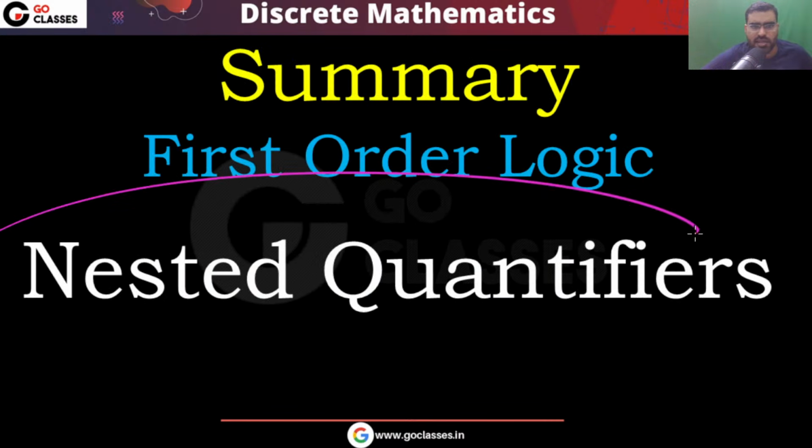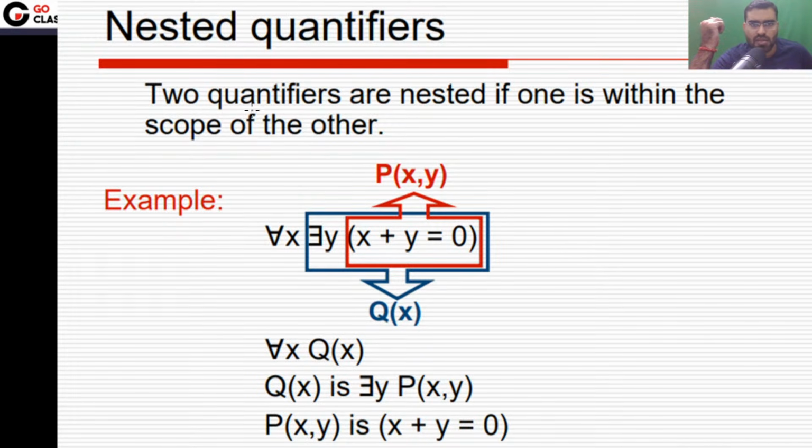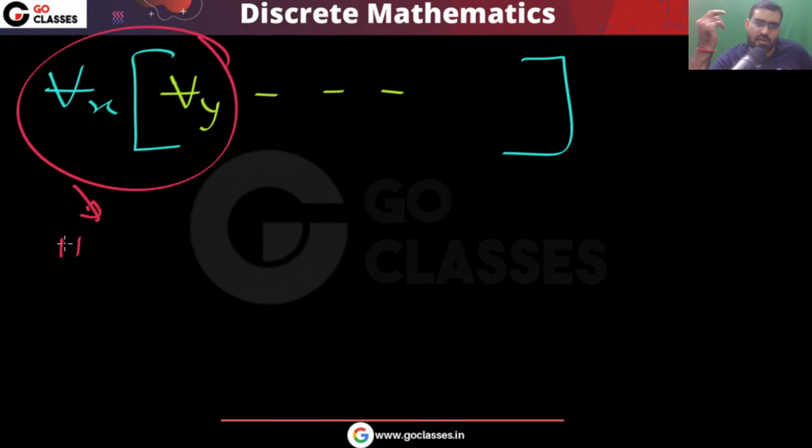Now let's see the next. The next concept is nested quantifier. How can we do nesting of quantification? Nested quantifier means one quantifier is in the scope of another quantifier. They are nested if one quantifier is within the scope of another quantifier. For example, if this is a quantifier, and within its scope I put another quantifier, then you can see that it will be nesting. So this is basically a nested quantifier.